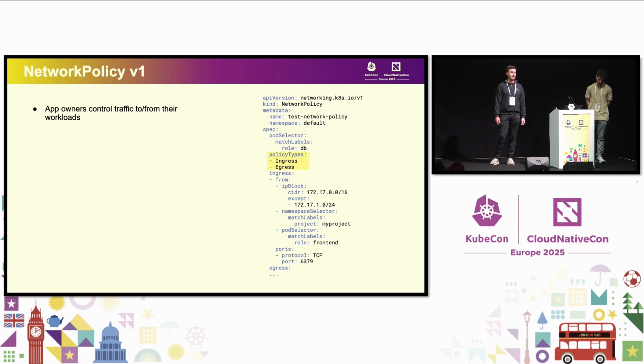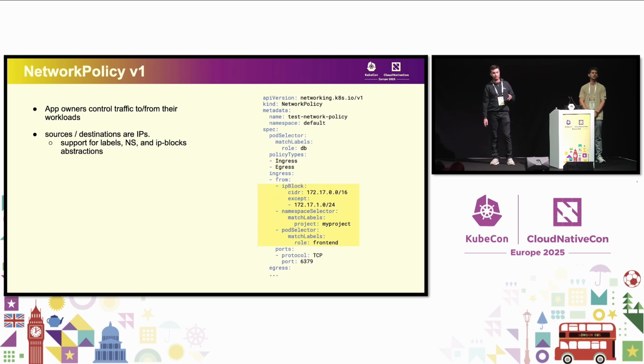This allows app owners to control ingress and egress from their apps. When it's implemented, it boils down to IPs, but you can put direct CIDRs in there, or it's really common to just use namespace or label selectors.